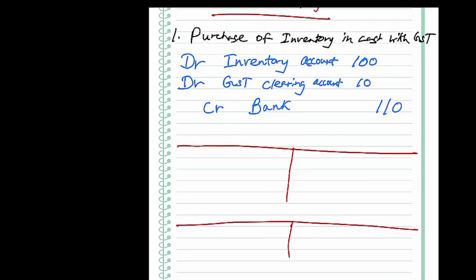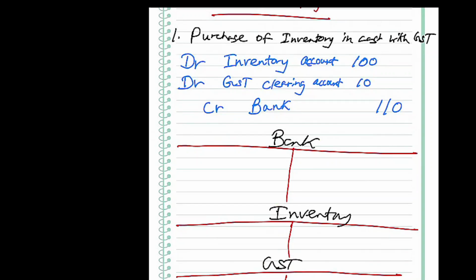Nobody speaks. What are the ledger accounts I need? Bank. Inventory. Accounts receivable and accounts payable. And GST clearing. Bank. Inventory. And GST clearing, right? Those are the ledger accounts I need.